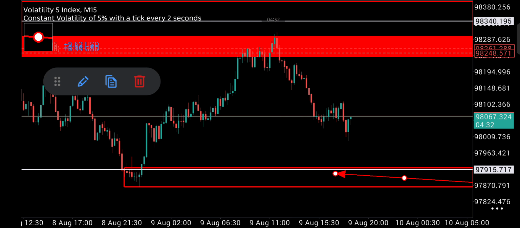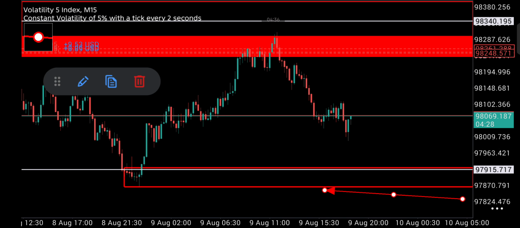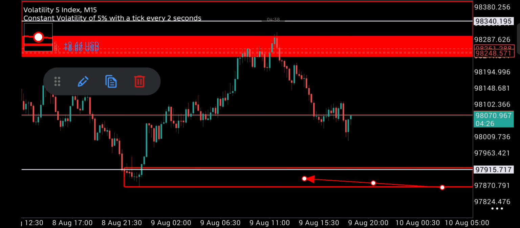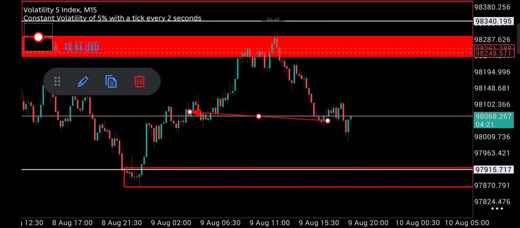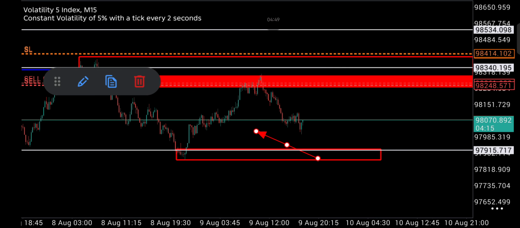This is my overall target. This is where I'm planning to take my TP, because this is the next low of the market. So if I would be taking TP, this will be the first, the second, and this is the last TP, understand? So that's why I have not closed the trade.